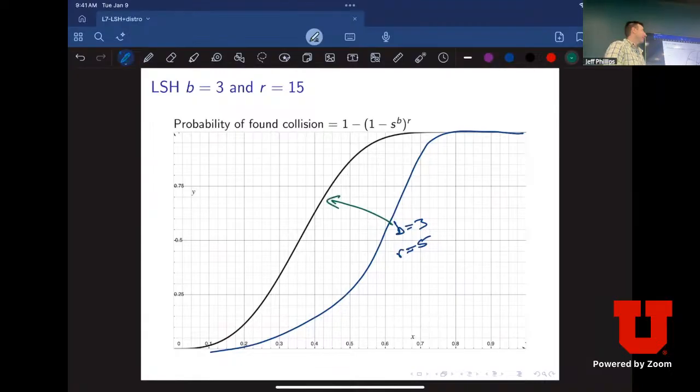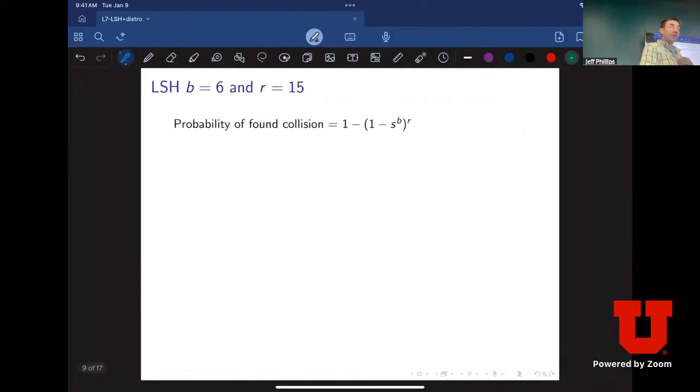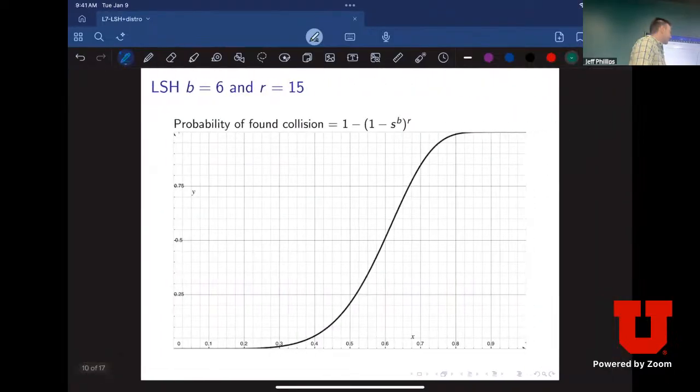That means because I have more chances to hit, a smaller similarity now has a high probability of being a collision, where before it was a small probability. And if I add more bands, or the size of a band gets bigger, so if I have more things in a band, what should happen? It should move the other direction a little bit. Now if I change the number of things in a band to 6, it's moved back a little bit.